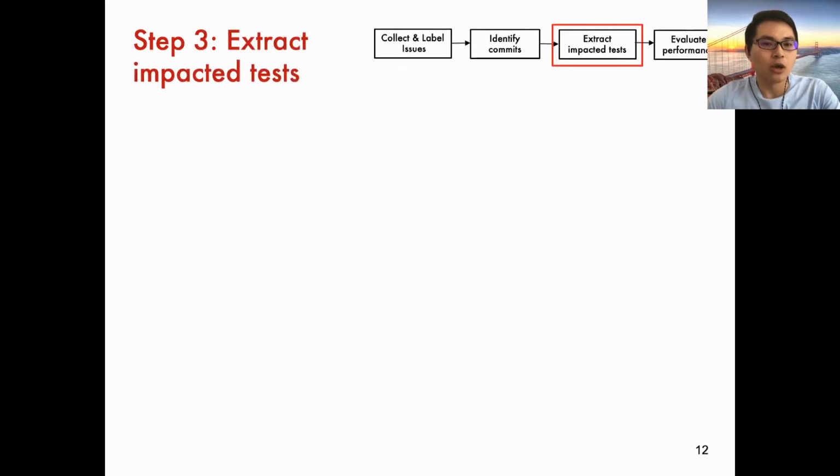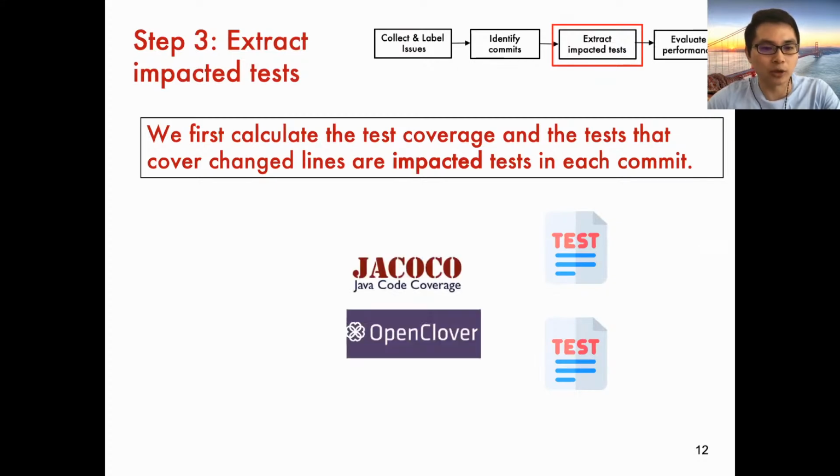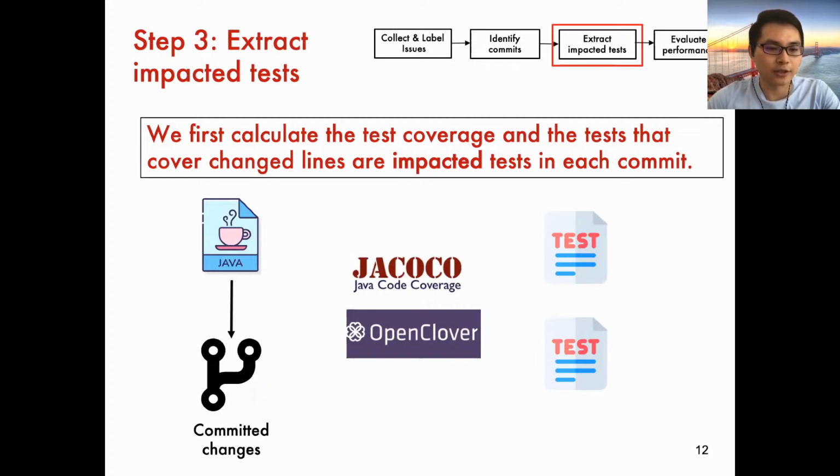When we have the commits, next we will extract the impacted tests. First, we will calculate the test coverage. We have a list of tests, and we will use code coverage tools to get the code coverage for each Java file. Then we will get the commit changes for each Java file. If a test covered the commit changes, then we say this test is an impacted test.